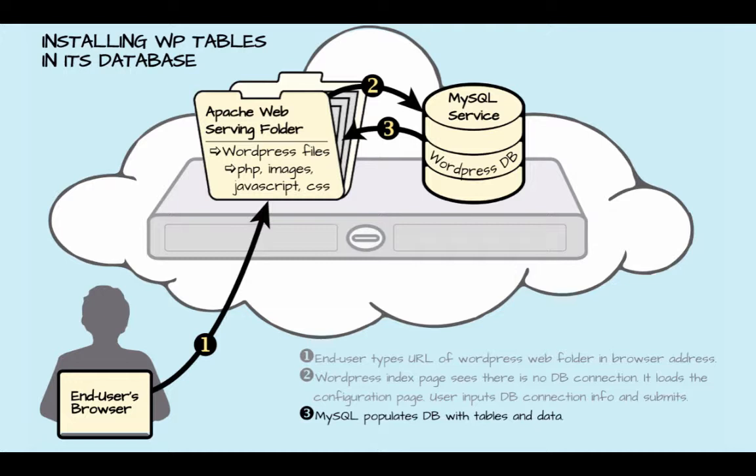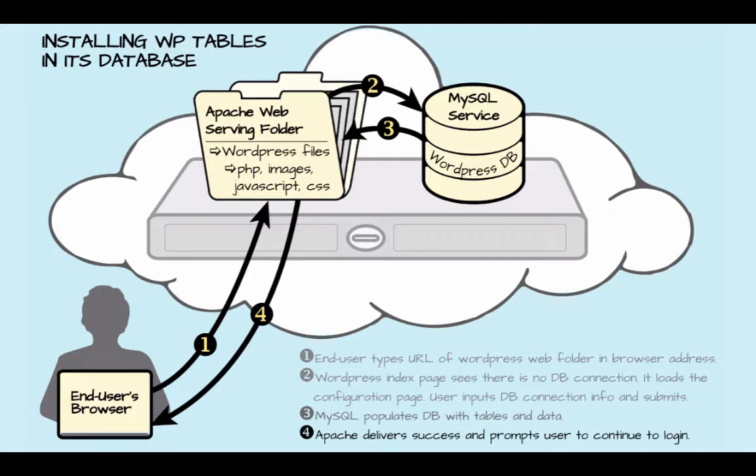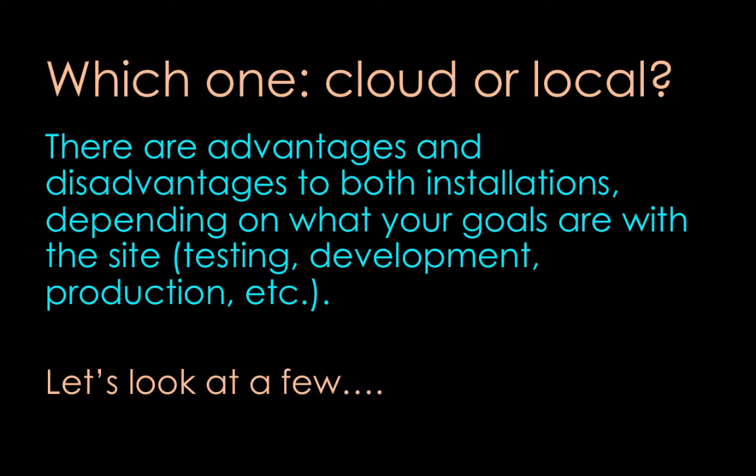First of all, it's going to create the tables inside the database, and then it's going to populate those tables with the data. Then it's all going to be default WordPress installation data. And then lastly, Apache is going to deliver success, and it's going to prompt the user to continue to log in so that you can actually start doing stuff with your WordPress installation.